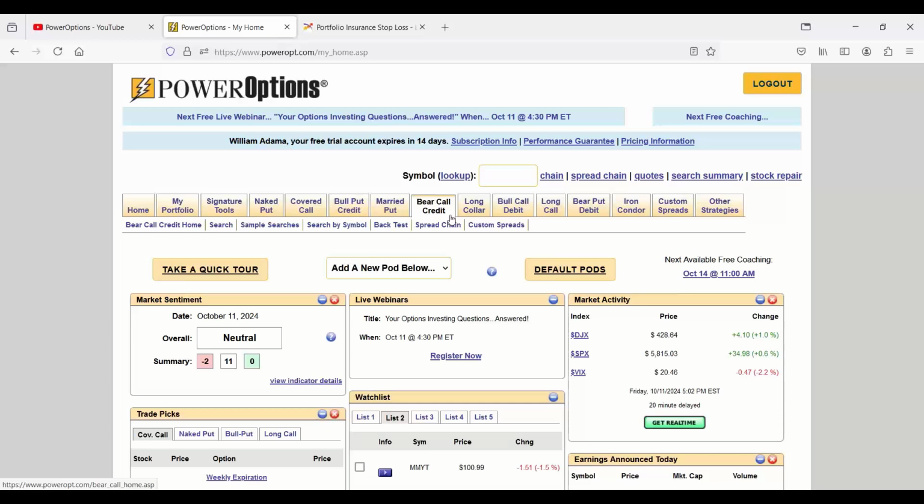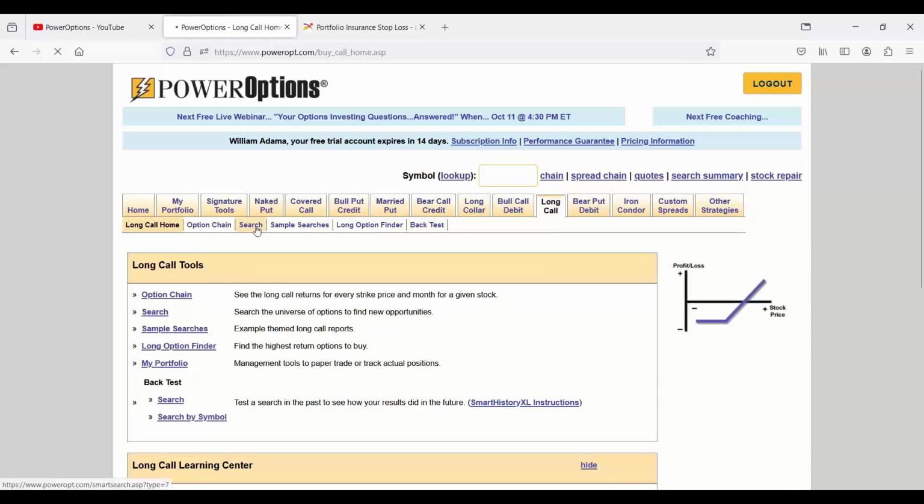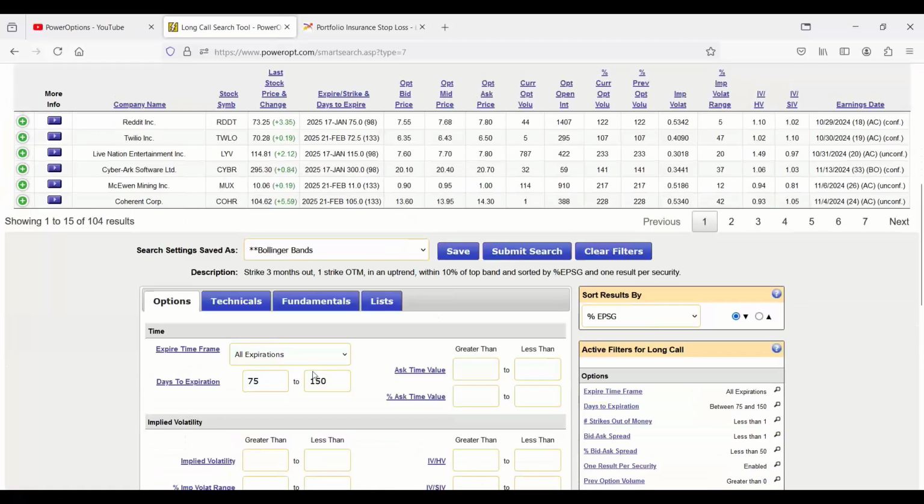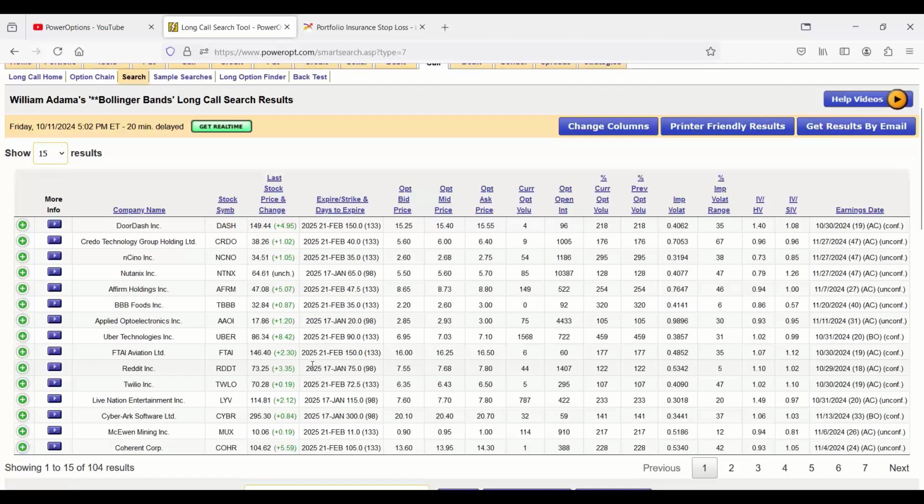I do not day trade buying calls and buying puts. I never have. Never even tested it, honestly, Caleb. How would I use the tools? The same way. I'd be on a real-time screen. I'd be on the real-time subscription service to PowerOptions. I'd create that search. I didn't save it, but I'd create that search that I mentioned.